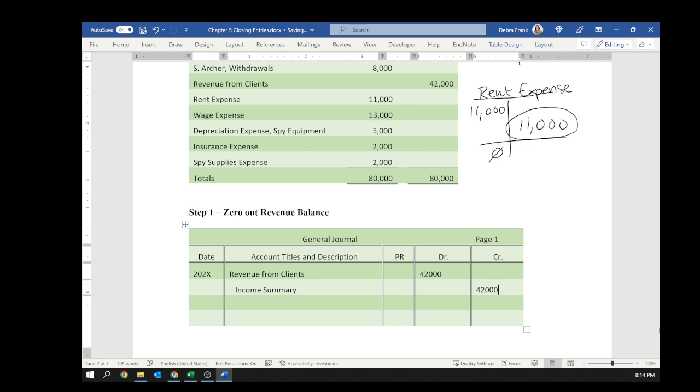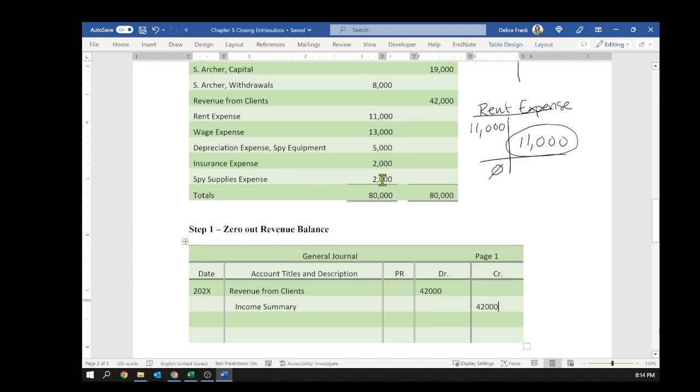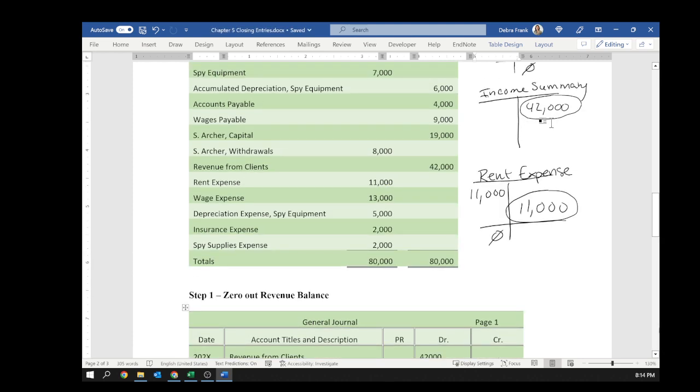I will credit rent expense. So what am I going to debit? Well, we'll debit income summary. But you know what we're going to do? We're going to do this to all the expense accounts.